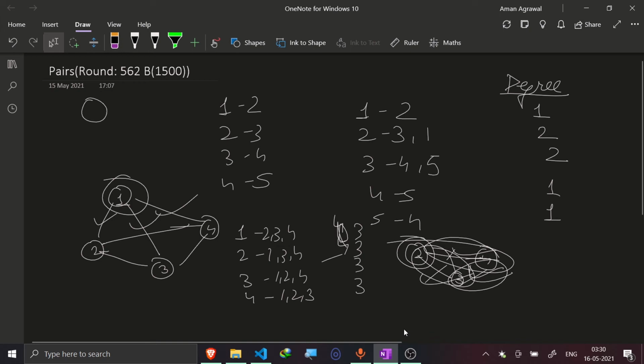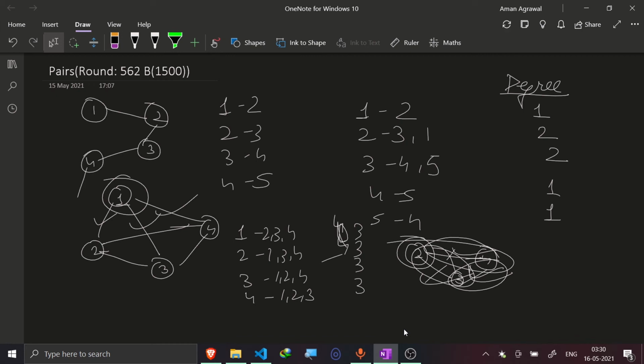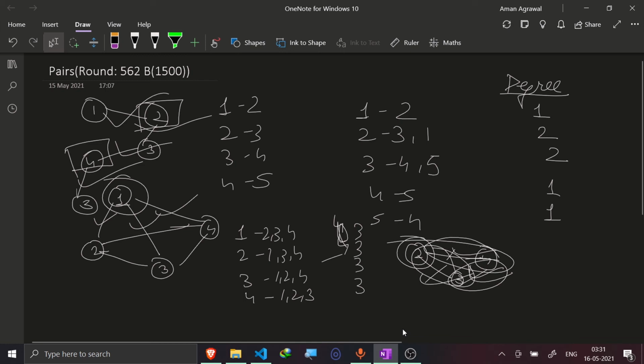Now let me take the previous one. 3, 4, 5. Now here what you can see is that if I choose 2, I would delete this and this. If I choose 4, I would delete this and this. So there would be no edges left in the graph. After this operation, I have covered all the edges, and hence the answer would be yes.